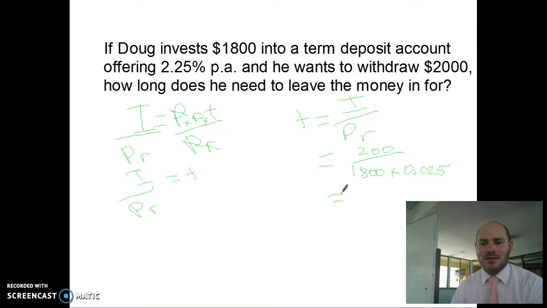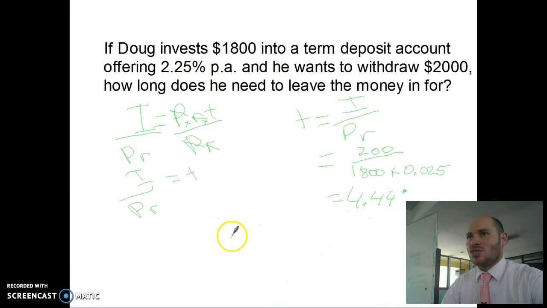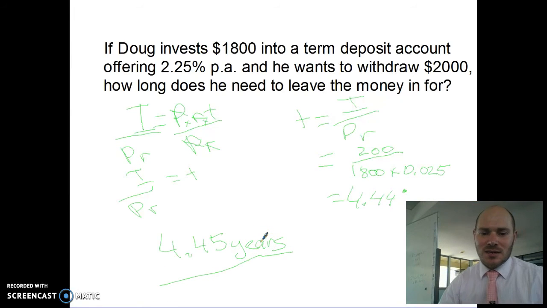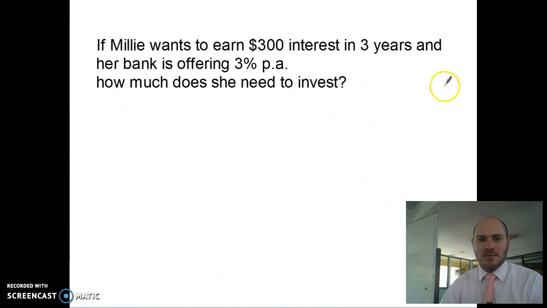And the important thing here is I need to make my calculator look exactly like that. So I'm going to use my ABC function on the calculator to make it into a fraction, and that's going to tell me that that is 4.44 recurring. Now the question says how long does he need to leave the money in for? If he leaves it in for just 4.44, then that's going to be just shy. So he's actually going to need to leave it in for 4.45 years. Again, I'd write that as a sentence: Doug needs to leave his money in for 4.45 years. You might even round up to 4.5 if you're feeling generous.